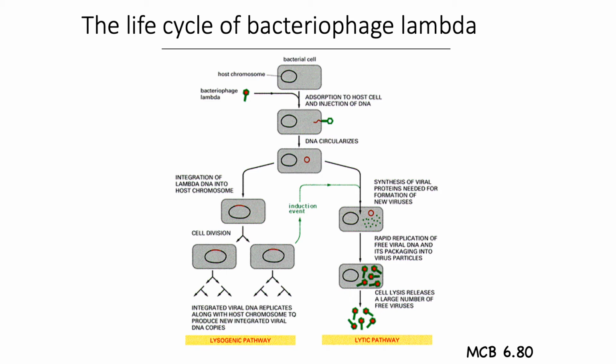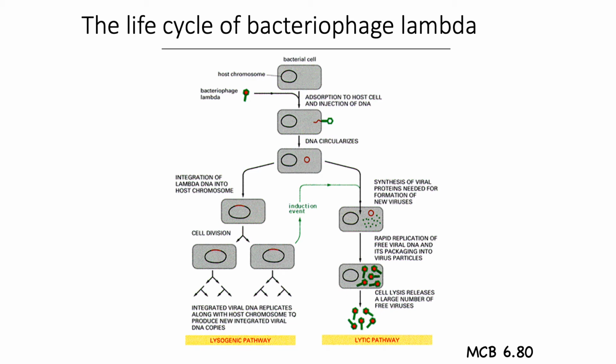So the lambda can come in, insert itself into the E. coli chromosome, and stay there for an indefinite period of time. So every time the E. coli replicates itself, it replicates the lambda along with it and carries the viral DNA along with its own DNA in the E. coli chromosome.